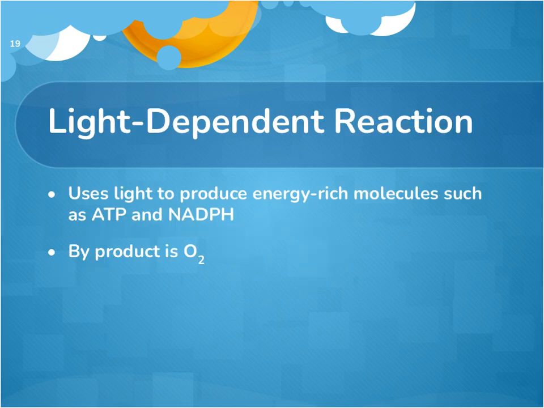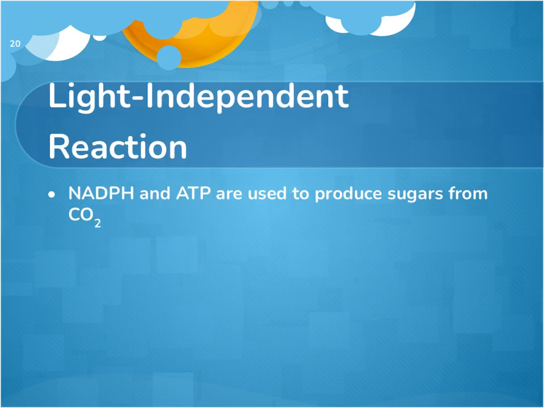The photosynthesis equation or process is carried out in 2 major steps. The first step is the light-dependent reaction. This uses light to produce energy-rich molecules such as ATP and NADPH. The byproduct of this process is oxygen gas. Then the second part of the equation is the light-independent reaction. So this part is not dependent on sunlight. It can happen after the sun has set if there's enough NADPH and ATP to help to drive this reaction. So here we use NADPH and ATP, and they're used to produce sugars from carbon dioxide.